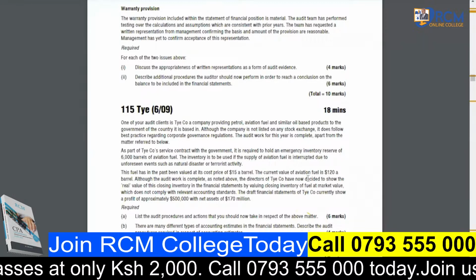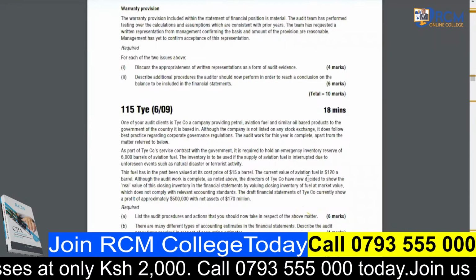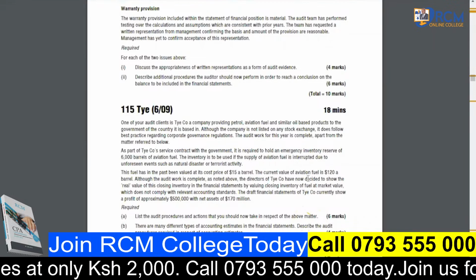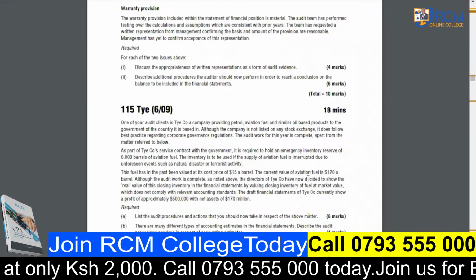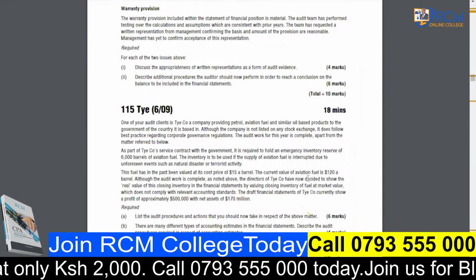So, ladies and gentlemen, there are many different types of accounting estimates in the financial statements. Describe the audit procedures required in respect of accounting estimates.